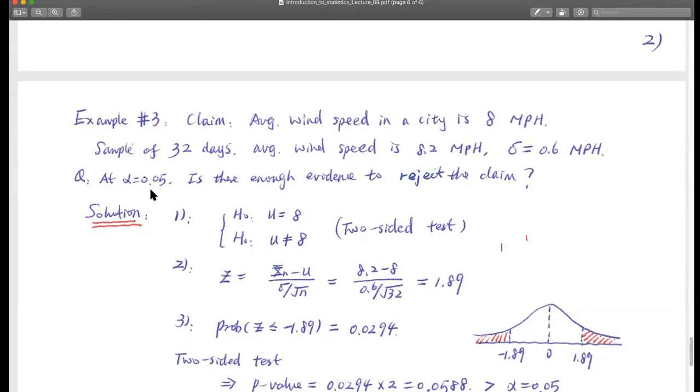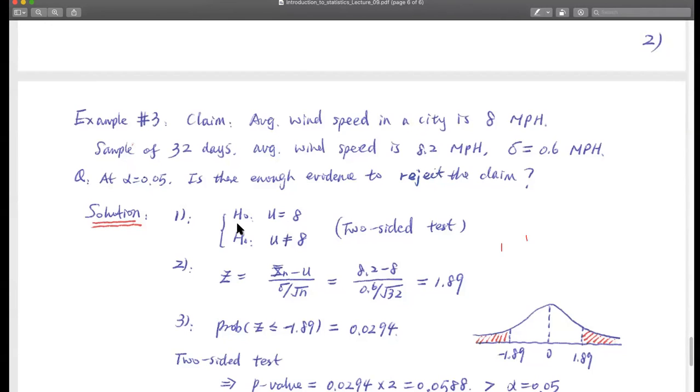At alpha equal to 5%, that means our confidence is equal to what? Everybody, can you type an answer in the message window? If alpha is equal to 5%, what's the confidence? Yeah, I see a few, all the people are typing correct answers. That's good. Now, 95%. That's 1 minus 5%. Is there enough evidence to reject that claim?